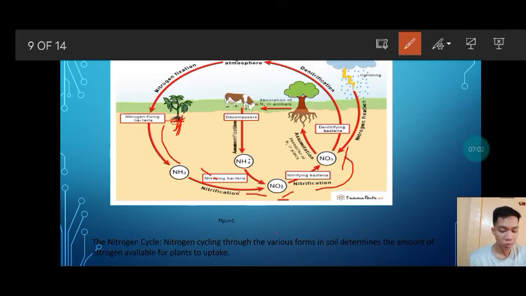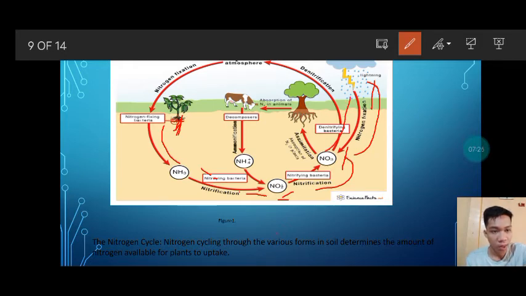Then nitrogen fixation also occurs by lightning strikes. The lightning converts nitrogen, which then moves toward the soil.